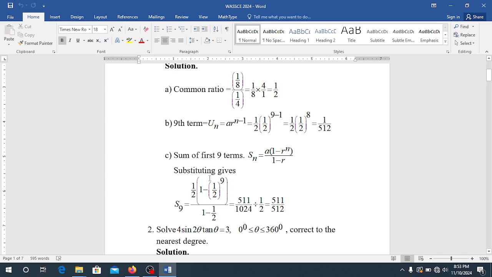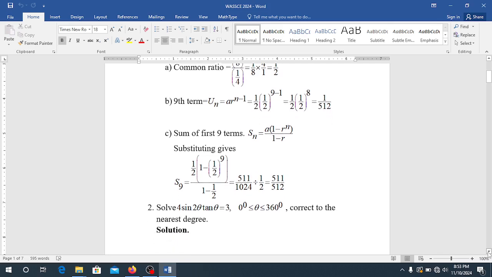Now if I simplify the top, I'll get 511/512, and then the whole of the top will give me 511 over 1024, divided by 1 minus half, which is also half. Reciprocating this and multiplying will give us 511/512 as our final answer. We go to number 2.